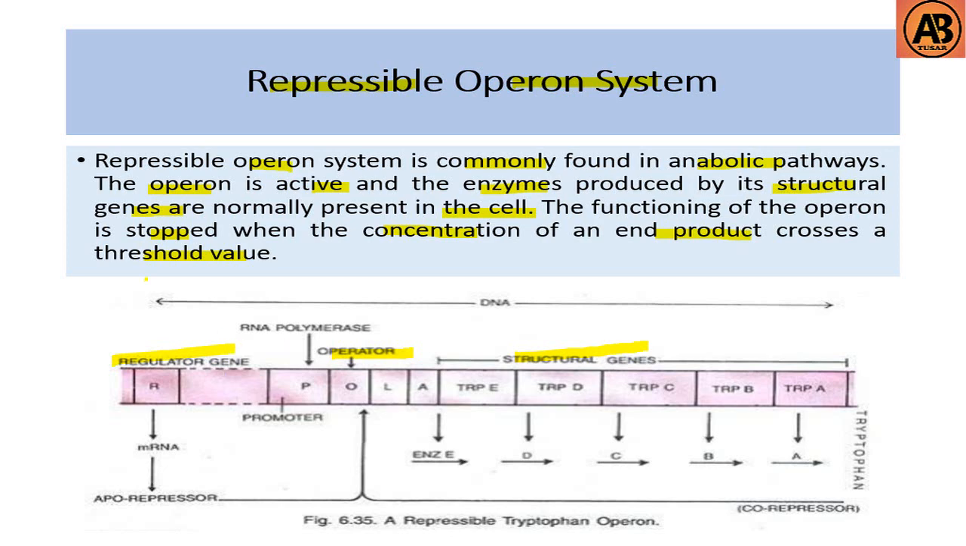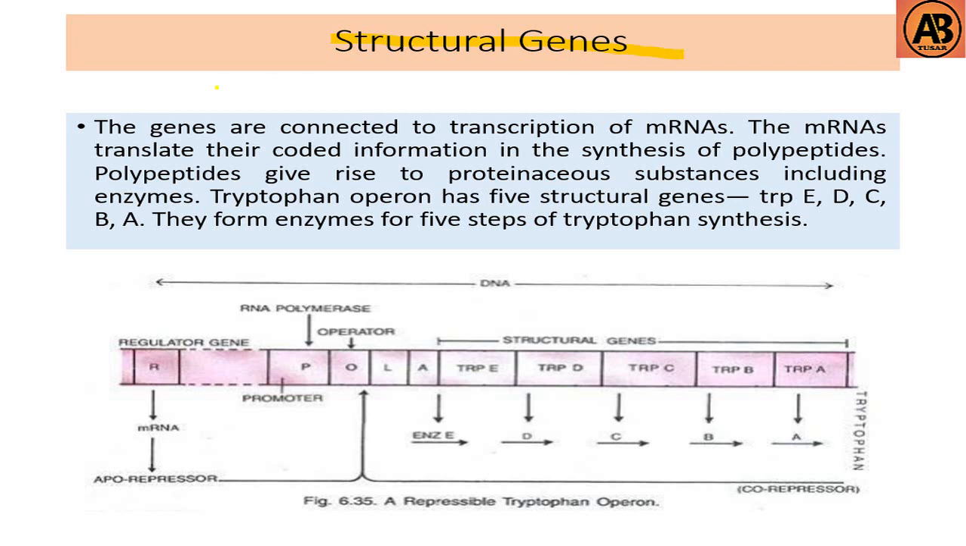So let's get started. First one is structural genes. The genes are connected to transcription of mRNAs. Here structural genes E, D, C, B, A. The mRNAs translate their coded information in the synthesis of polypeptides. Polypeptides give rise to proteinaceous substances including enzymes. Tryptophan operon has 5 structural genes such as tryptophan E, D, C, B, A. Here you can see E, D, C, B, A structural genes. They form enzymes for 5 steps of tryptophan synthesis.